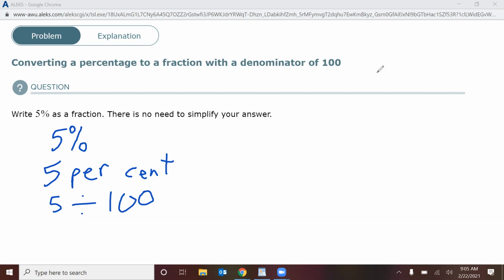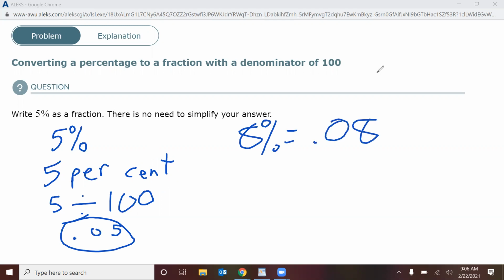5 divided by 100 is 0.05. That is the answer. So 8% would be 0.08. I move the decimal point each time to the left 2 places because there are 2 zeros in the number 100.